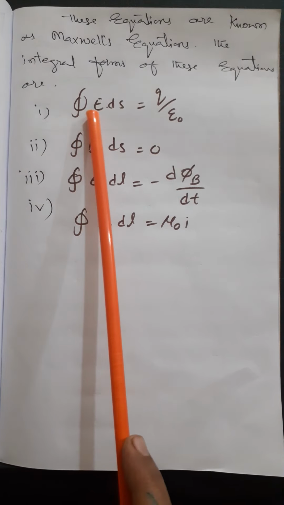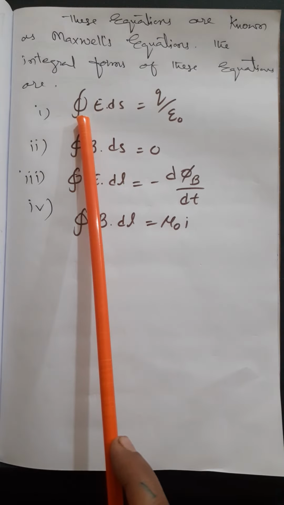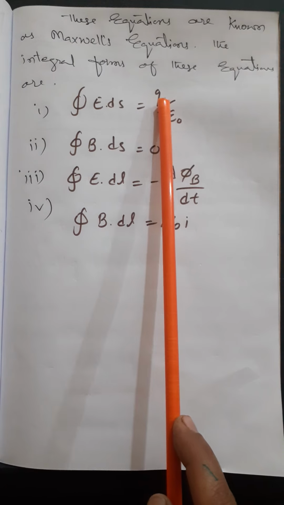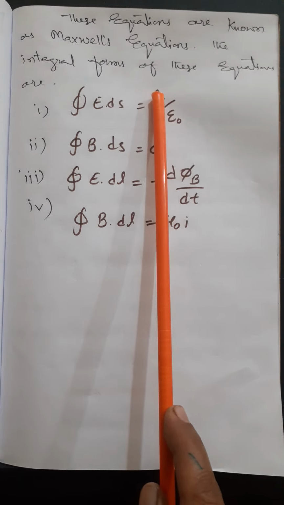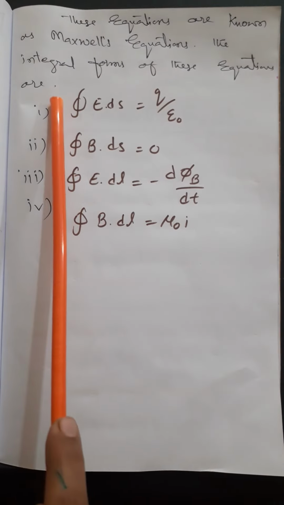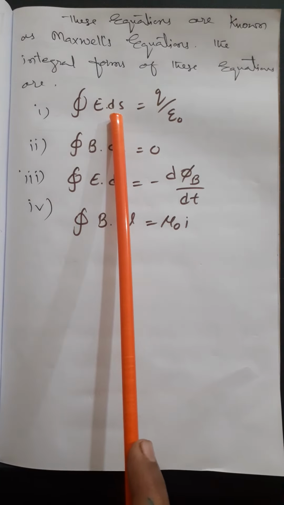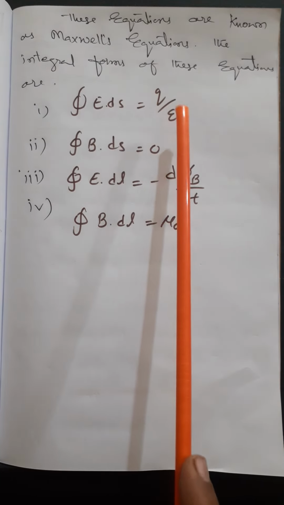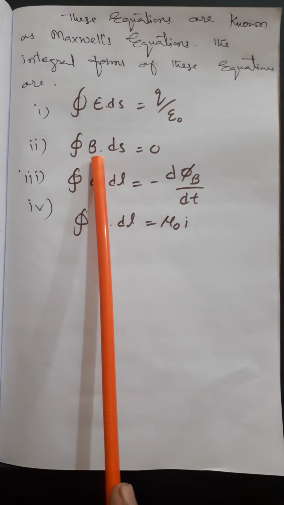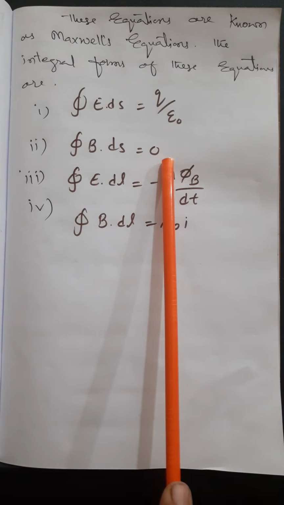The first equation is the surface integral of the electric field over a closed surface, which is equal to the ratio between the charge enclosed by that particular surface and the permittivity constant of free space. So the first Maxwell's equation says the electric flux over a closed surface is equal to q by epsilon naught. And the second Maxwell's equation says the magnetic flux over a closed surface is always equal to 0.